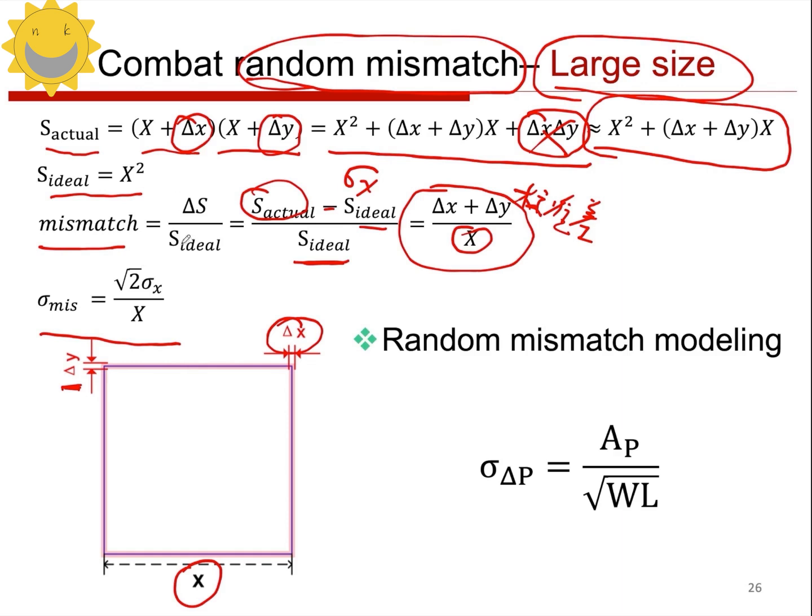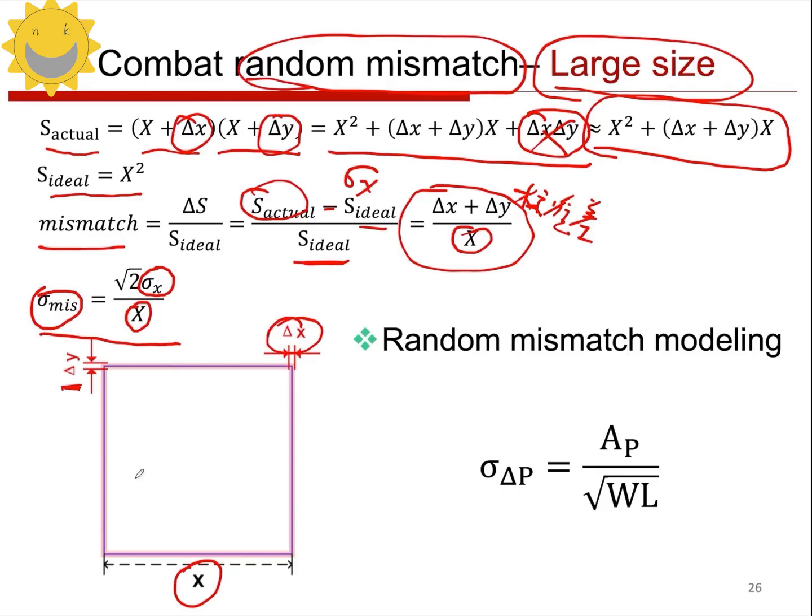Here sigma x is a fixed value determined by the stability of the manufacturing process. If the process stability is poor, it will be larger; if the process control is good, it will be smaller. This is something designers can't control. So what can designers control? It's x. If x increases, the standard deviation of the mismatch of this area becomes smaller. If the area is smaller, the standard deviation increases.